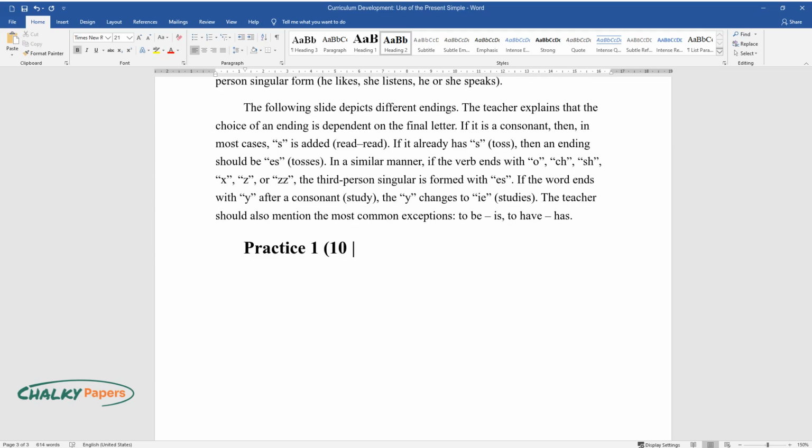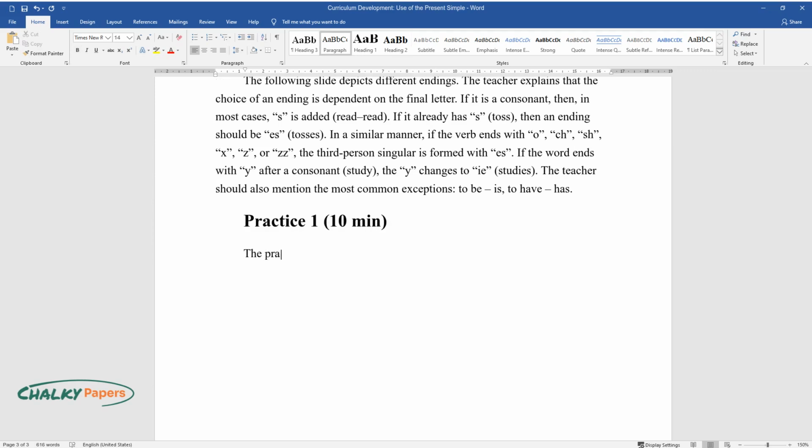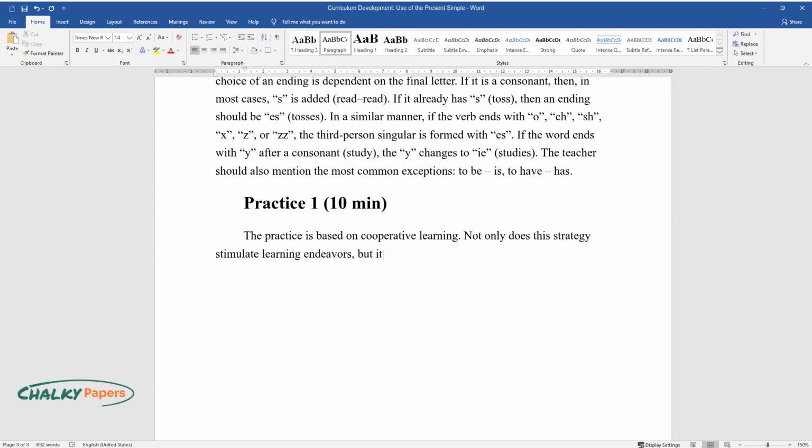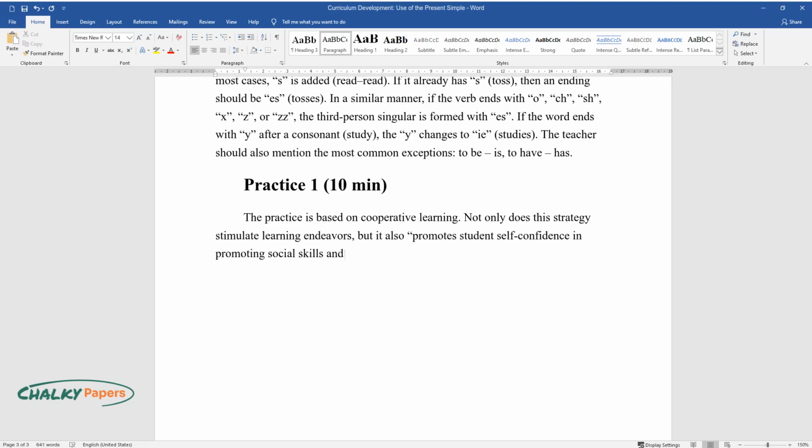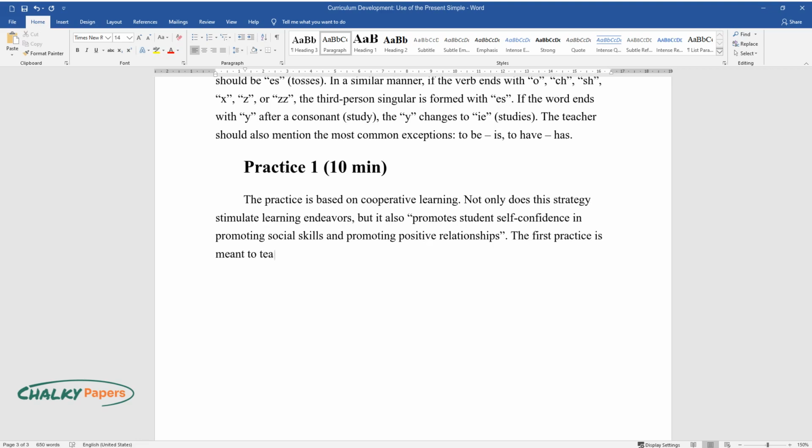Practice 1, 10 minutes. The practice is based on cooperative learning. Not only does this strategy stimulate learning endeavors, but it also promotes student self-confidence, social skills, and positive relationships. The first practice is meant to teach students to use the present simple in speech.